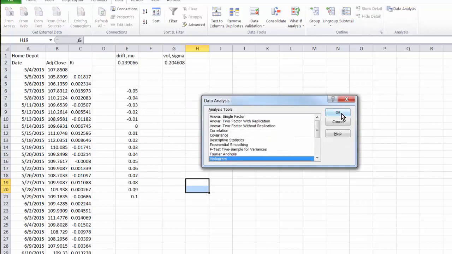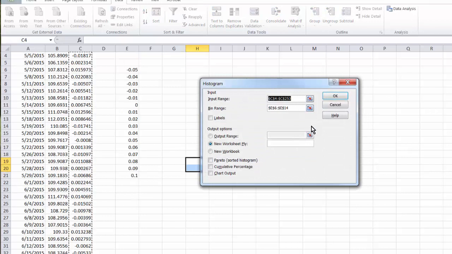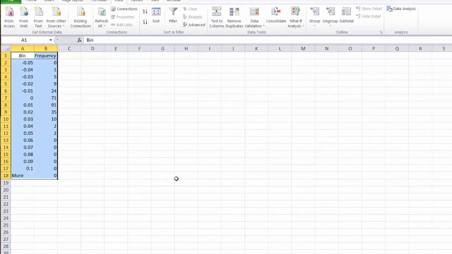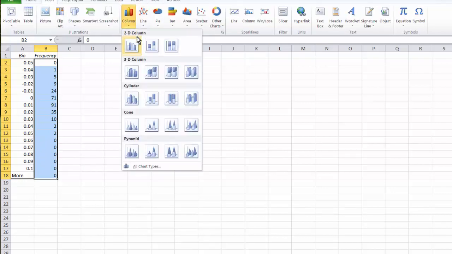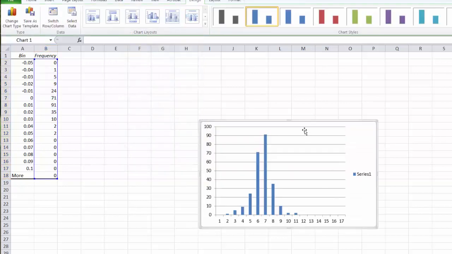Okay, let's try it again. Histogram. Thin range. Okay, let's just see what this looks like. It looks like I shouldn't have gone so high, but we'll do a graph. A bar chart. All right, there it is.